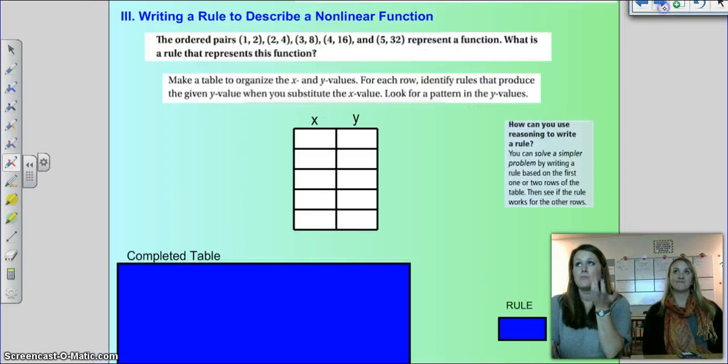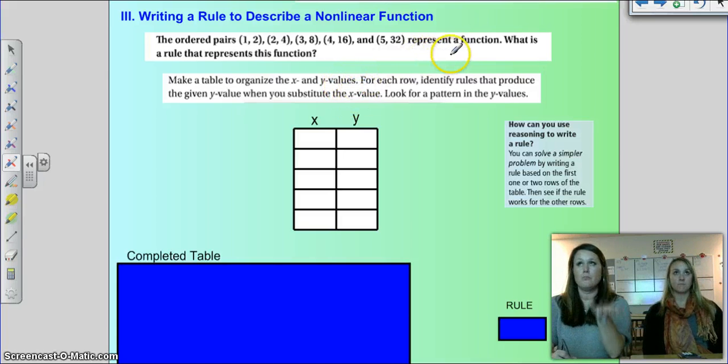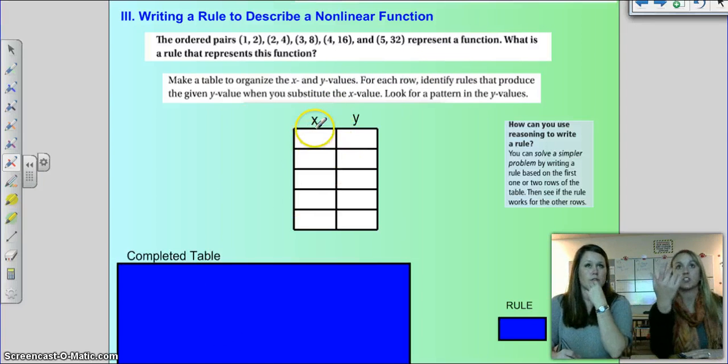Okay. So here are ordered pairs, and they represent a function where x is your input, y is your output. What is the rule that represents this function? So it says the completed table here. Let's just start them off here.